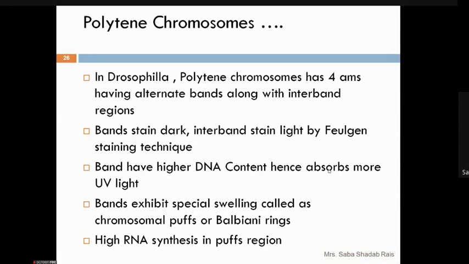For that particular reason, you will find swelling in those regions, and this chromosomal puff is named after the discoverer, Balbiani. So these chromosomal puffs are also called Balbiani rings. When we observe this chromosomal puff carefully, you will find that high RNA synthesis is happening. Why is high RNA synthesis happening? With more and more RNA synthesis, more and more proteins will be made.